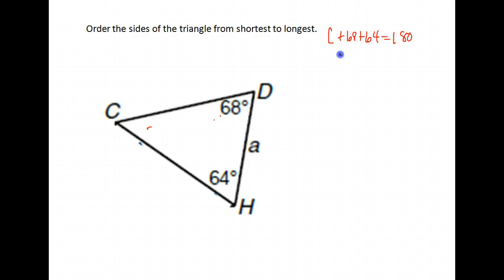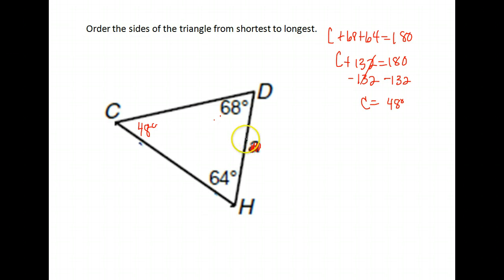Okay, so far 68 and 64 together is 132. So far in the triangle we're using up 132 degrees. We need to know, well, how many are left for angle C? So we subtract from 180. And we get 48 degrees. Okay, so angle C is 48 degrees. I'm going to ignore this A because I don't need it right now.